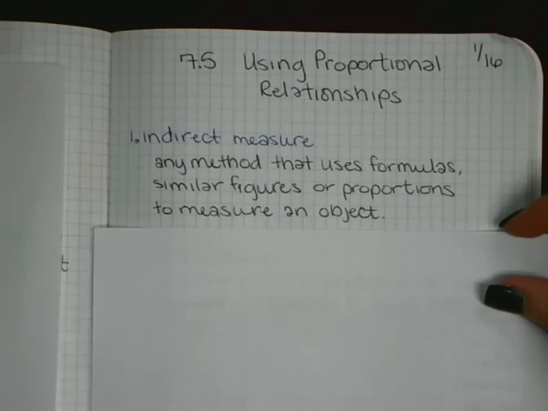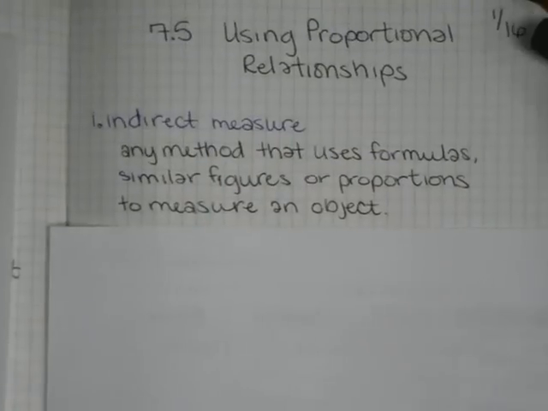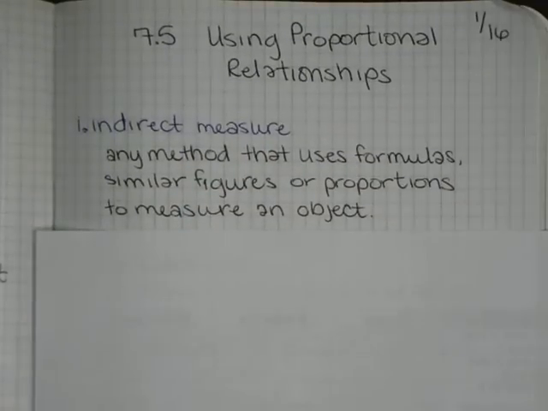So remember, at any time you can pause, write down what you need to write down, and then push play to rejoin me. Okay, first definition we have today is indirect measure. An indirect measure is any method that uses formulas, similar figures, or proportions to measure an object. And you've probably done this in the past in elementary school where you're asked to measure something, an object without a tape measure or a ruler.